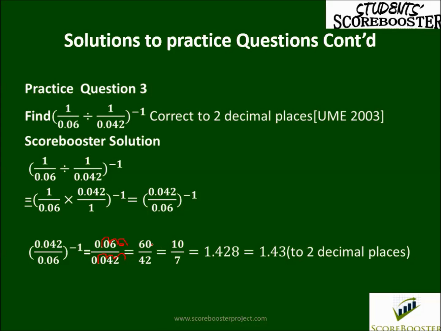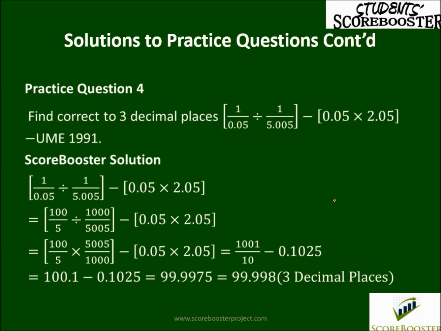And the HCF is 6. So 6 in 60 you have 10, and 6 in 42 we have 7. So we have 10 over 7, which is 1.428. And now to 2 decimal places. So 1, 2, so it stops here. And now the 8 here is greater than 5, so we simply round 2 up by 1, so we have 1.43 to 2 decimal places.